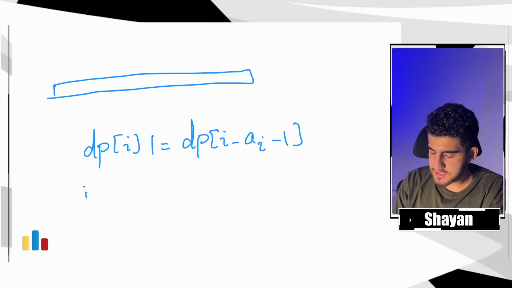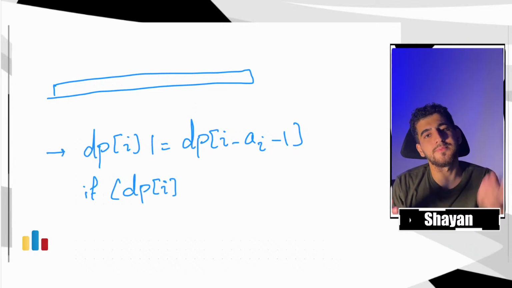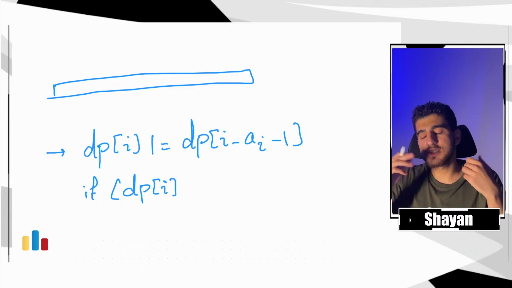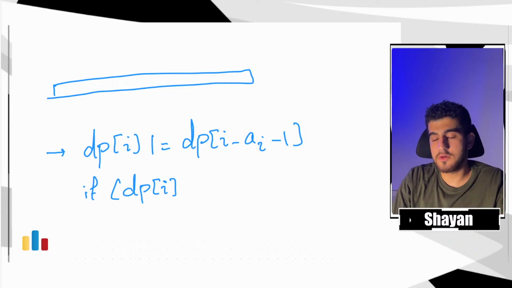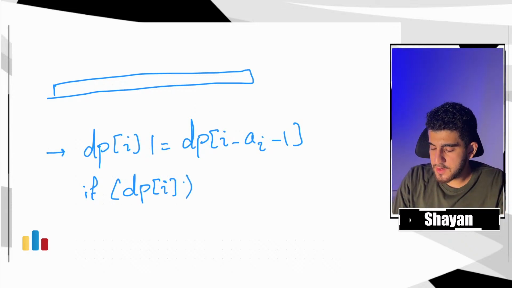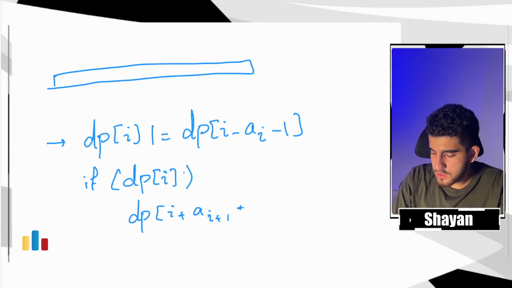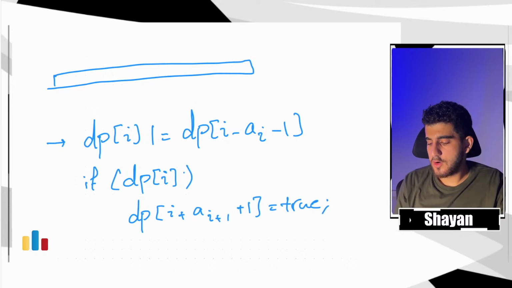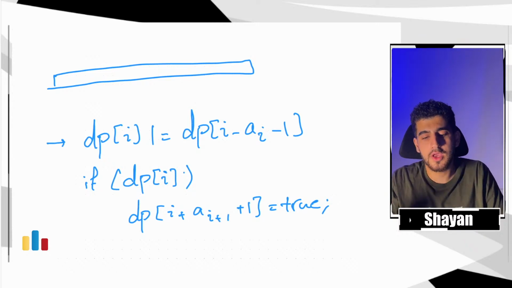And then I say that if dp of I was true, dp of I can be true in here, or it can become true by the previous j's, the previous case might have made dp of I equal to true. So I say that if dp of I was true, then I set dp of I plus a sub I plus 1 equal to true. Or in other words, dp of I plus a sub I plus 1 or equal to dp of I.